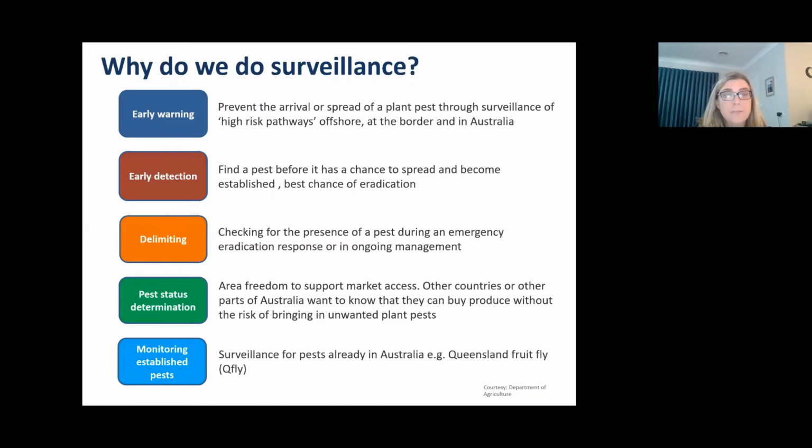And finally, we do monitoring for pests that we already do have here that are established. So for example, we might monitor the arrival of a pest or the activity of a pest, say after a winter season, when it starts to become active again in spring, so that we have an idea when we need to take action to protect our plants or our crops.